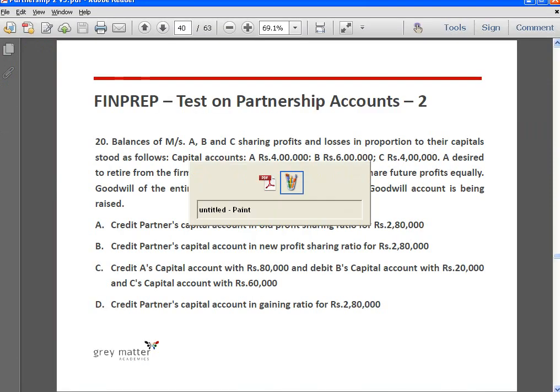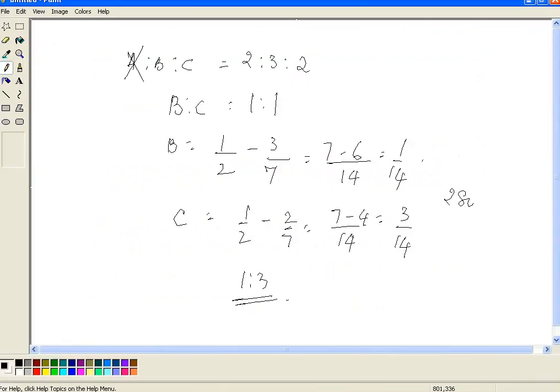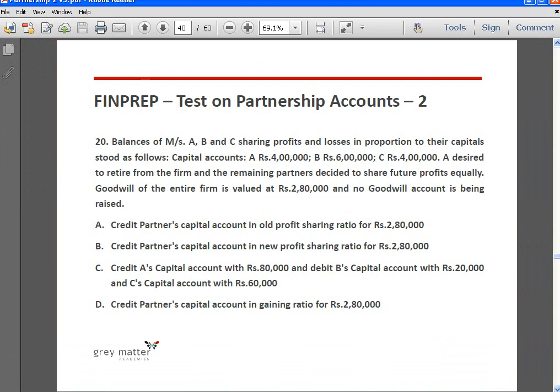Right? And the goodwill of the firm is 2 lakh 80, and the retiring partner's share is 2 by 7 of that. Okay, so it is 80,000, and this 80,000 has to be compensated by B and C in their gaining ratio of 1 is to 3. So it's 20,000 and 60,000. Okay, so answer is C.